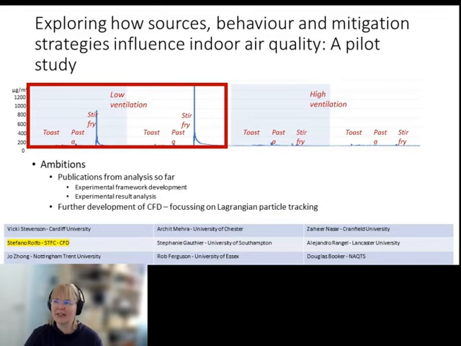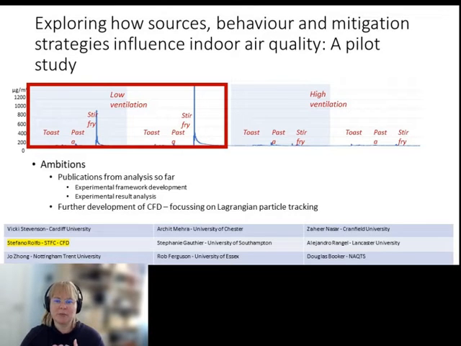I'm here to talk about a pilot study where we're exploring sources, behaviour and mitigation strategies influencing indoor air quality. We're quite a big team, and with 2 minutes, I'm not going to go through all the names, but they're all in the bottom rows of this slide. And I want to thank them all because they've been amazing people to work with.